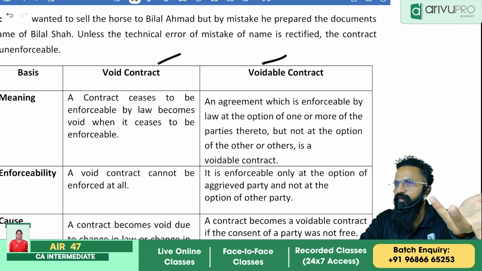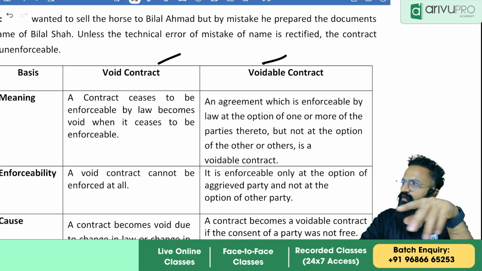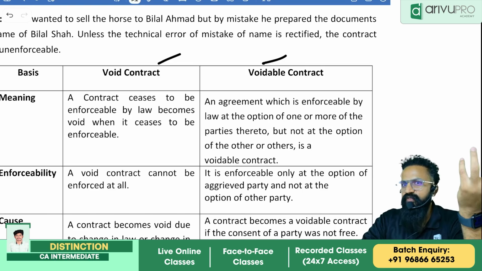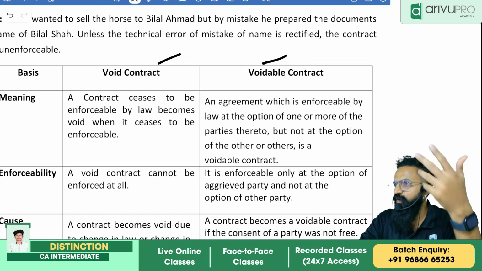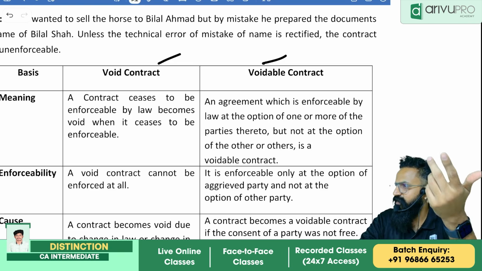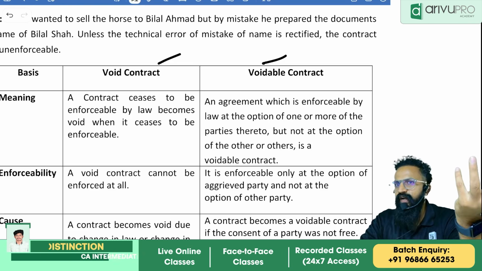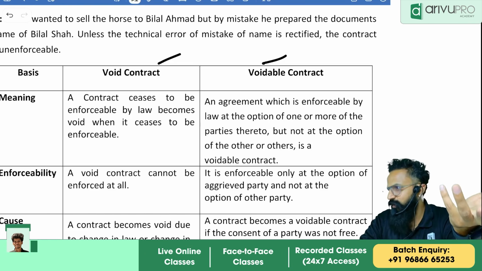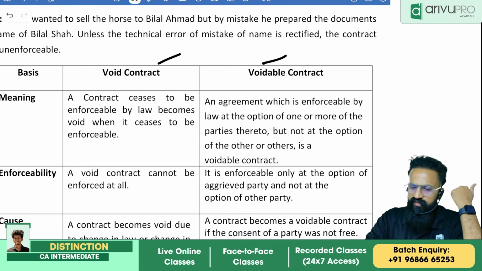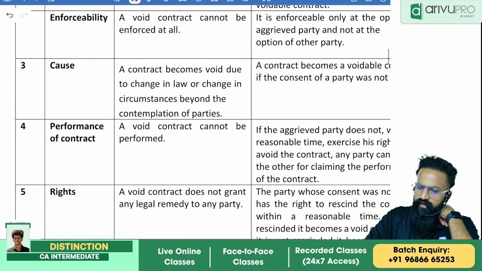There was no problem in consent. In a voidable contract, the consent was not free. Someone forced you, undue influence, fraud or misrepresentation or something has happened. But a valid contract is always valid only, no? Yes or no? So try to remember those differences.